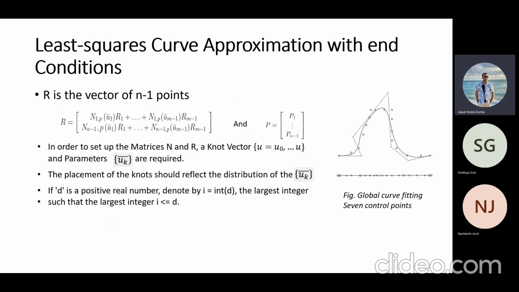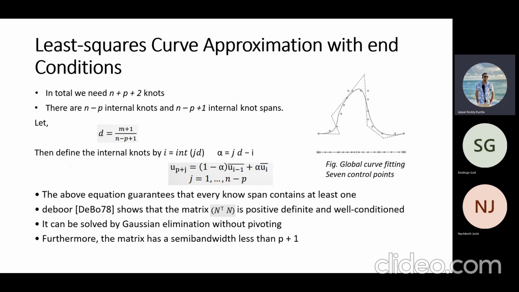In order to set up the matrices N and R, a knot vector u equals u0 to um, and parameters uk are required. The placement of the knots should reflect the distribution of the uk. If d is a positive real number, denote by i = int(d) the largest integer i less than or equal to d. So in total, we need n + p + 2 knots. By considering the image on the right side, we can see which knots are to be taken into consideration.